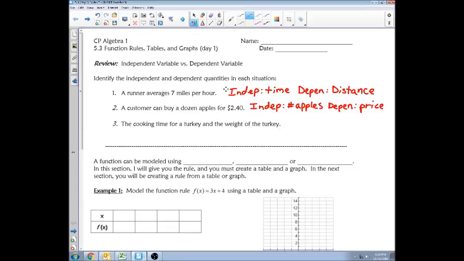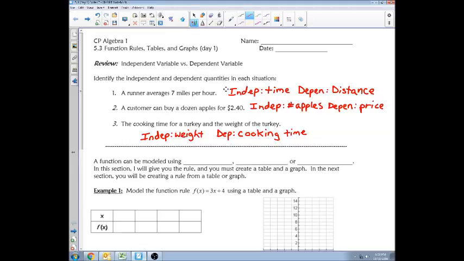Okay? The cooking time for a turkey and the weight of the turkey. Well, the independent variable here is going to be the weight of the turkey. The dependent variable is going to be the cooking time, because the cooking time depends on how large the turkey is. All right. Let's move on to our lesson.